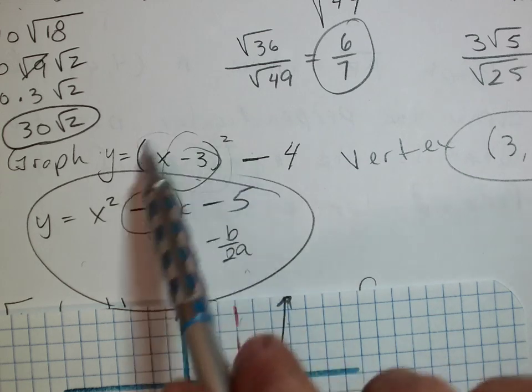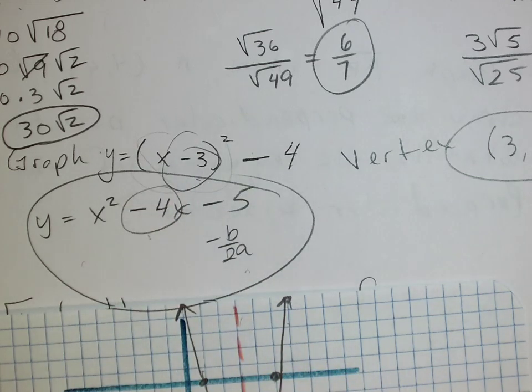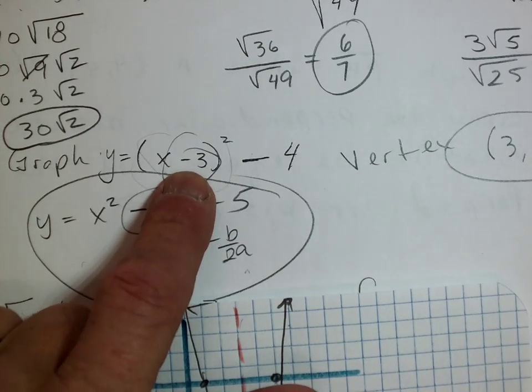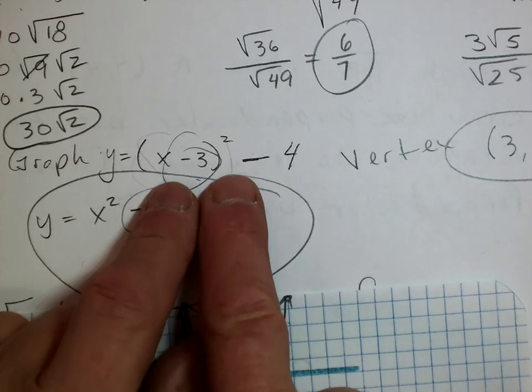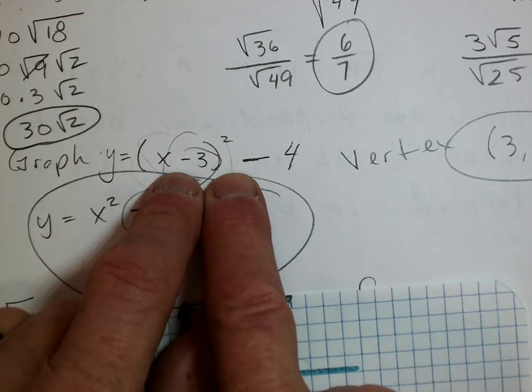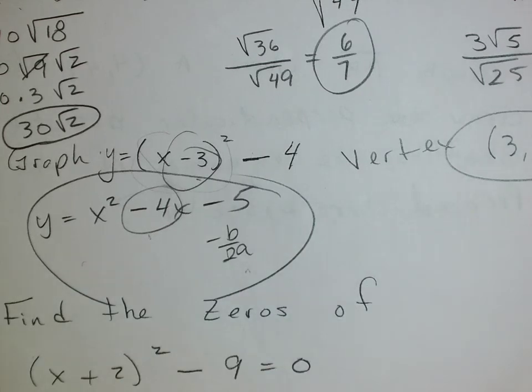But if it's in what we call vertex form with the parentheses, vertex form is nice because you don't have to do any work. The vertex is just opposite of that, 3, negative 4, okay? Both forms give you a vertex. Vertex form gives you the vertex the easiest way, right? Okay. All right. Moving on.